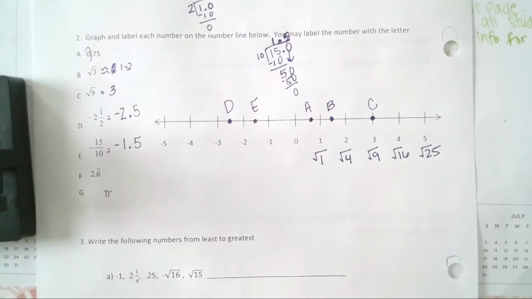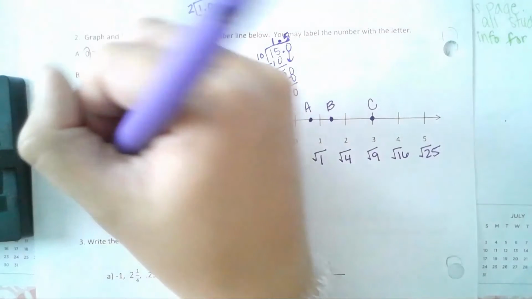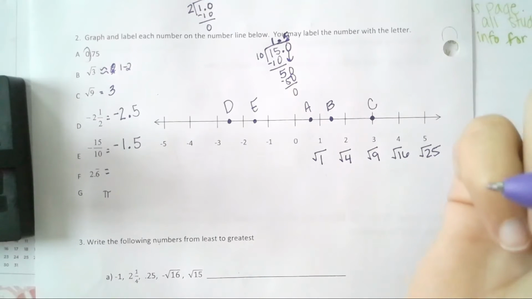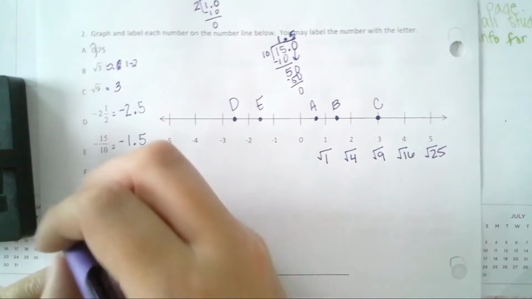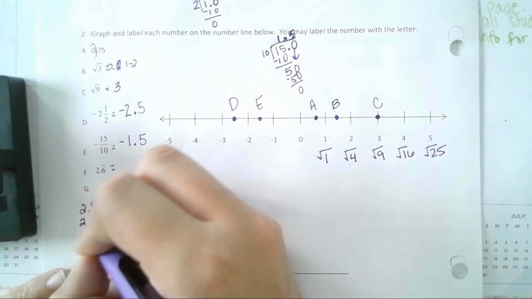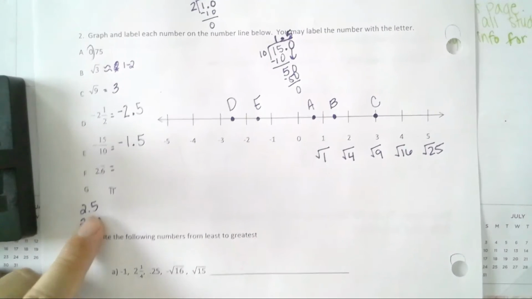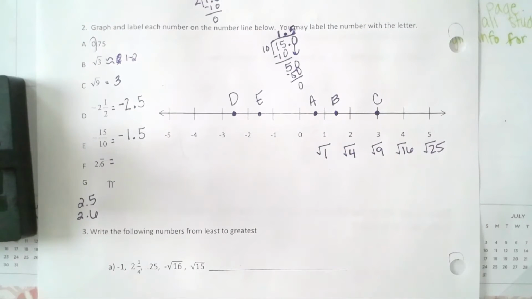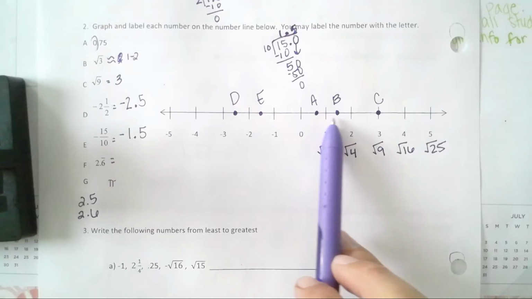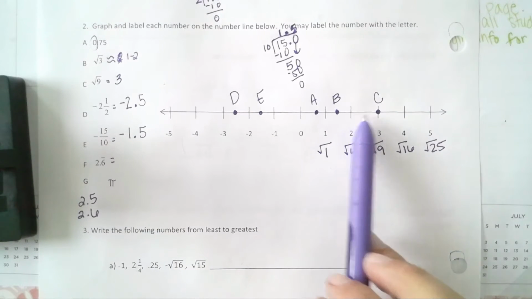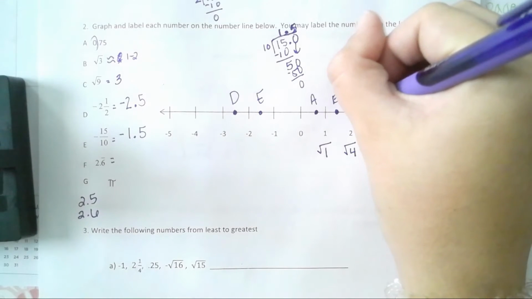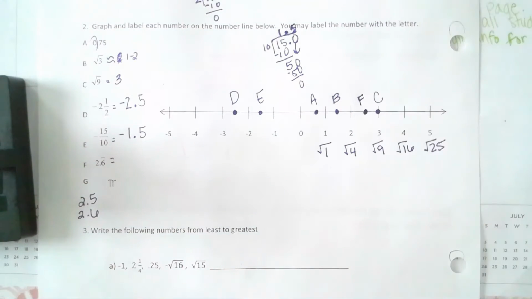All right, next one is 2.6 repeating. So this is already a decimal, so I don't need to change it. Notice how 2.6 is a little bit more than 2.5, because if I were to write down 2.5, 2.6, notice how 6 is bigger than 5, so it's a little bit more than the halfway mark, but it's still in between 2 and 3. So again, you're going to start at 0, follow it to the whole number, and then follow it to its decimal. If it's 0.6, it's just a little bit more than halfway, so it's going to be about right here. So that's F.